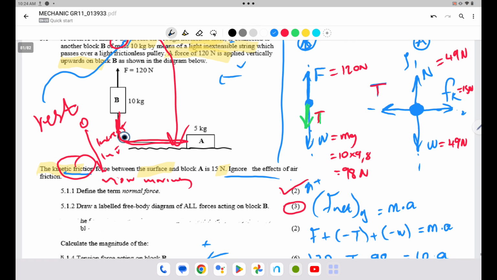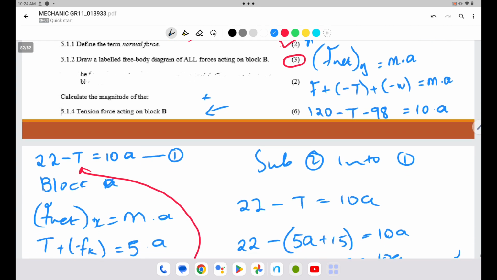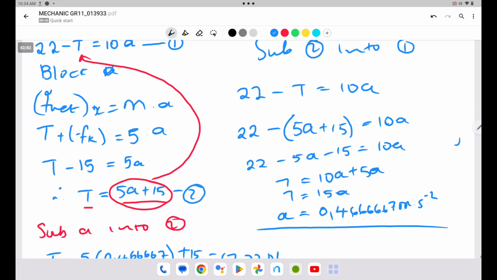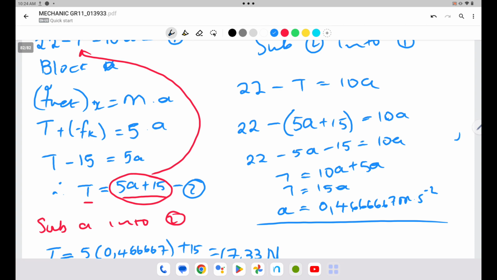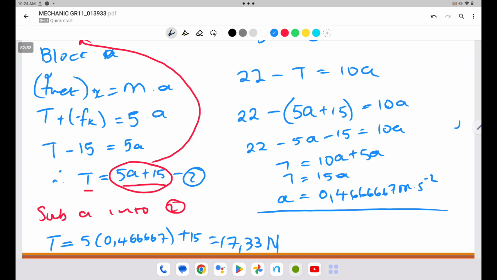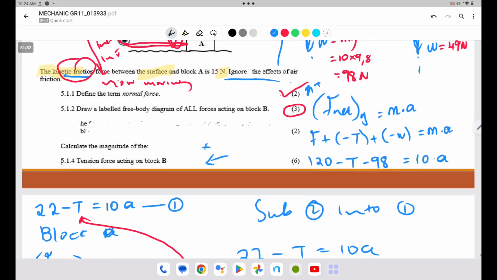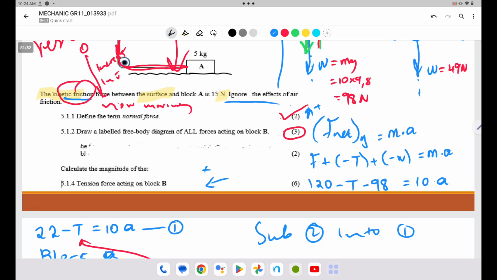120 minus 98 minus tension. 120 minus 98, it is indeed 22. And then over here we have kinetic frictional force of 15. Everything seems perfect. Then we have 22 minus 15, that is 7. Okay, everything looks good. So this will be the magnitude of the tension. So indeed, the system is accelerating and the assumed direction of motion was positive.